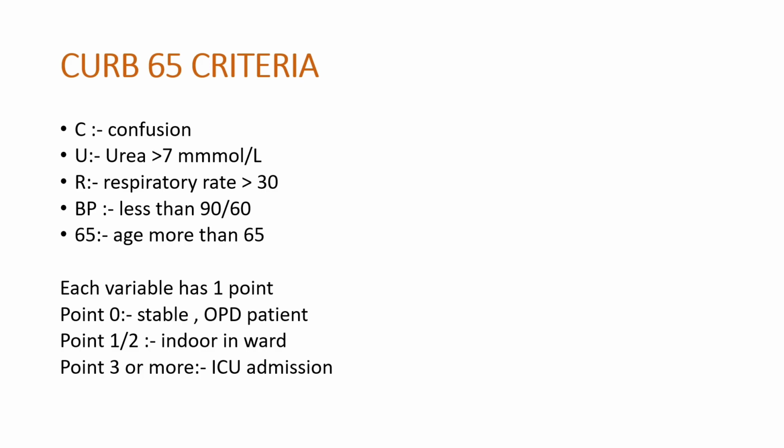Each variable has 1 point, which means CURB-65 total is 5 points. If no criteria is matched, then the score is 0, meaning the patient is stable and we can treat on the basis of OPD. If one or two variables are positive, then we have to treat in the ward, and we have to admit the patient. If three or more variables are present, then we have to treat the patient in the ICU.